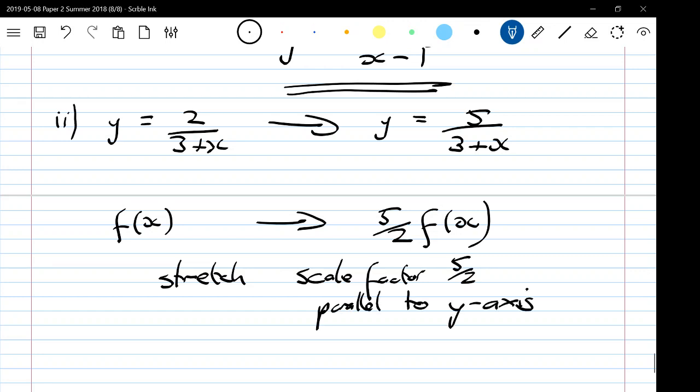Okay, there were 2 marks there. One was for the word stretch and one was for the description of it. Scale factor parallel to the y-axis. Okay, and that's maths.